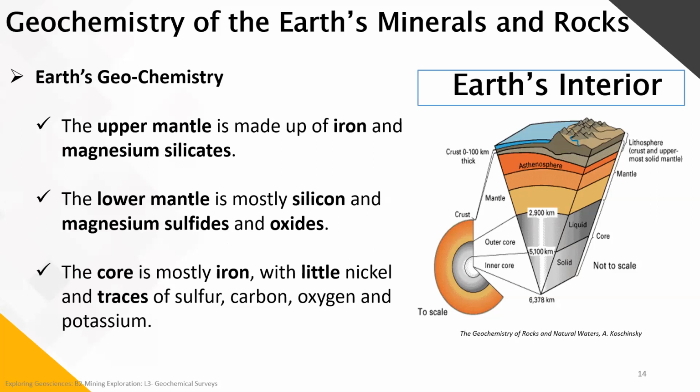The upper mantle is made up of iron and magnesium silicates. The lower mantle is mostly silicon and magnesium sulfides and oxides. The core is mostly iron and a little nickel, and traces of sulfur, carbon, oxygen, and potassium.